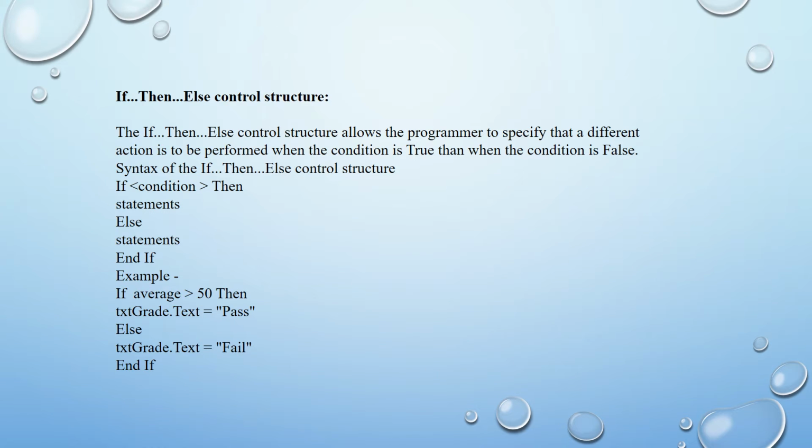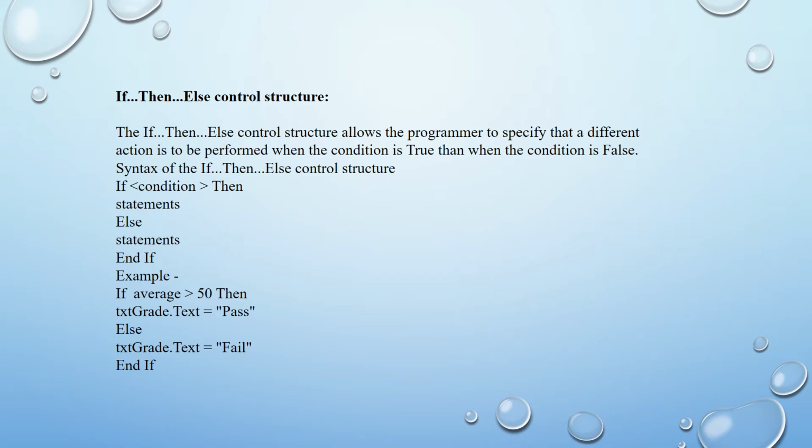Then next, the If Then Else control structure. The If Then Else control structure allows the programmer to specify that a different action is to be performed when the condition is true than when the condition is false. Syntax of the If Then Else control structure is: If condition Then statements Else statements End If.